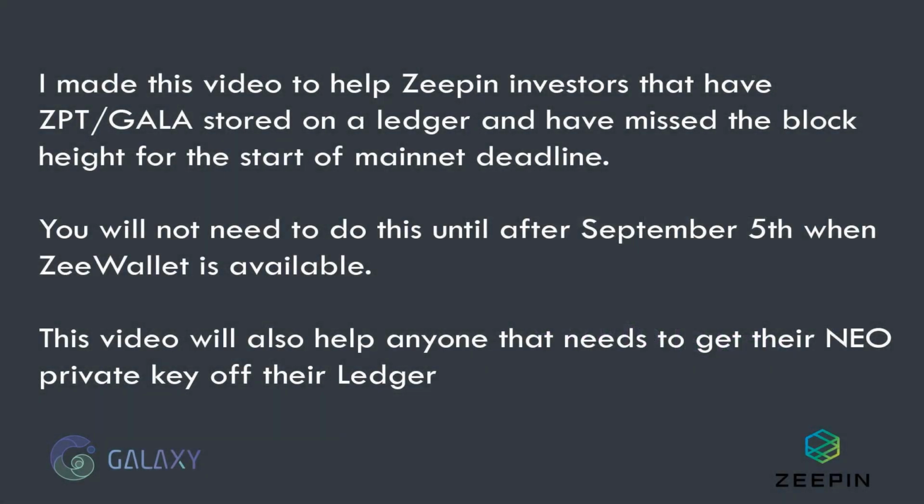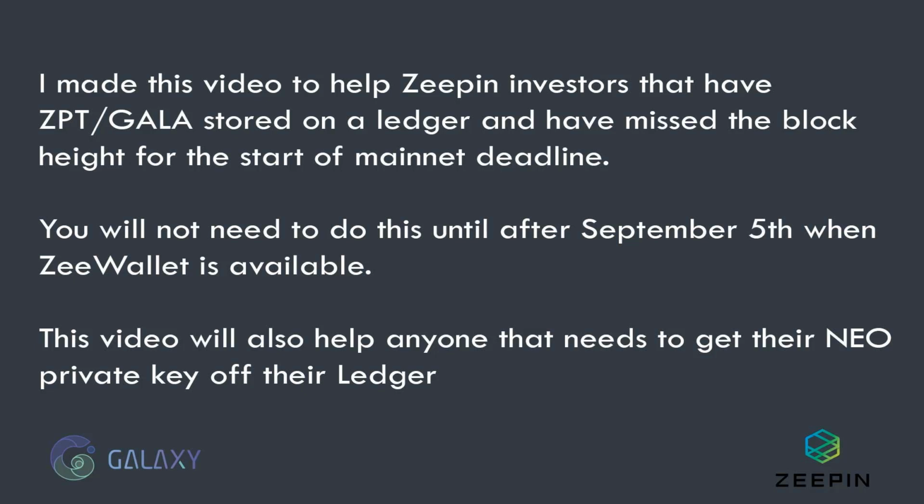I made this video to help Zeepin investors that have ZPT or GALA stored on a Ledger and have missed the block height for the start of mainnet deadline. You will not need to do this until after September the 5th when the Z wallet is available. This video will also help anyone that needs to get their Neo private key off their Ledger.